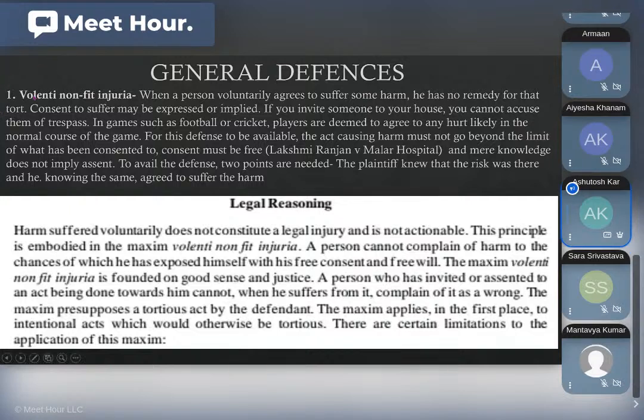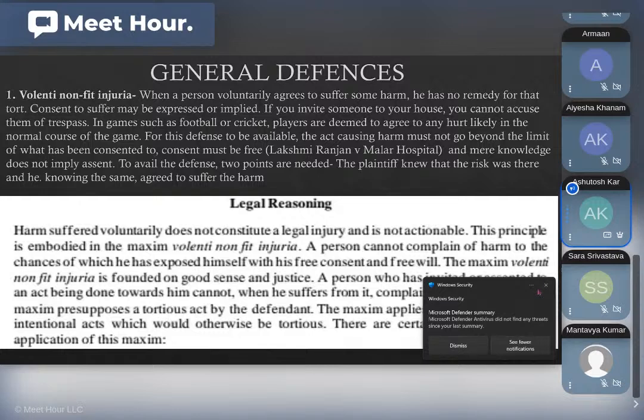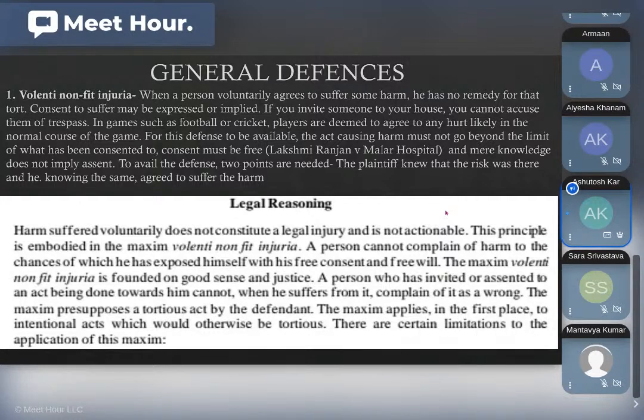All right. So this consent to suffer that harm may be expressed or implied. Volenti, as you may understand, means voluntary. Non fit injuria: if you have agreed to something voluntarily, you are not fit to file a case claiming that a legal injury has happened to you. So here, if you invite someone to your house, you have agreed that someone will come to your house, right? So you cannot later file a case against someone asking how they entered your house without permission. You cannot accuse them of trespass. This is a really basic example. We'll talk about more complicated details going ahead.